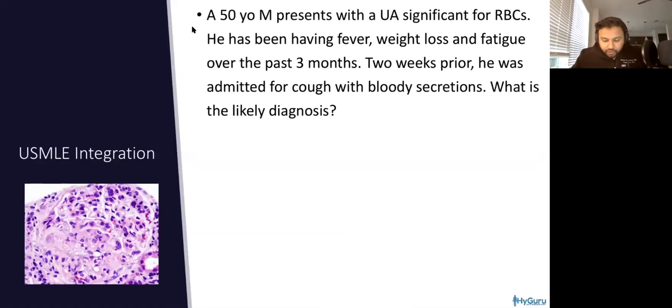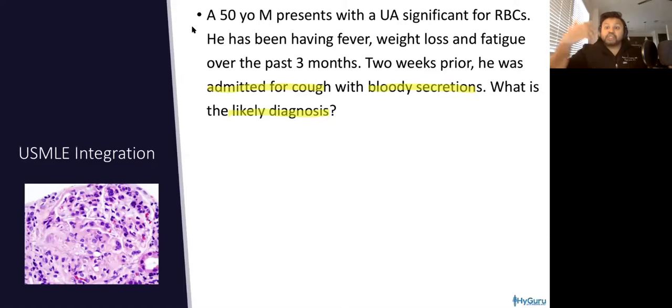Another integration for us to go through is this one. A 50-year-old male presents with a urine analysis significant for red blood cells. He has been having fever, weight loss, and fatigue over the past 3 months, so constitutional symptoms. Two weeks prior, he was admitted for cough with bloody secretions. What do you think is the likely diagnosis here?